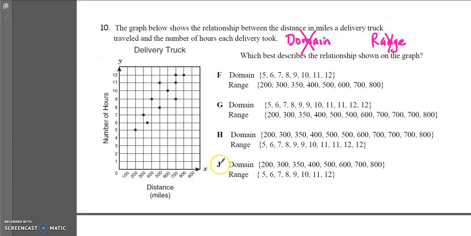So if I look at my x values, I have numbers that are in the 100s. So if I look at F, I see that these are not in the 100s, so I know this is not correct. And G, this is not in the 100s, so that is not correct. So it has to either be H or J. And if I look at H, I can see that I repeated some values. And we don't ever repeat the values when we're just listing them, so I know H is not it. Therefore, J is going to have to be it.